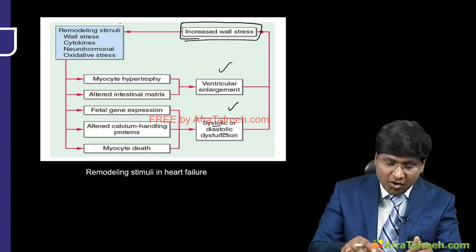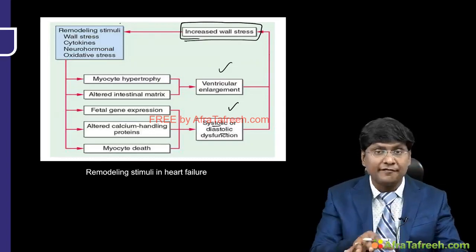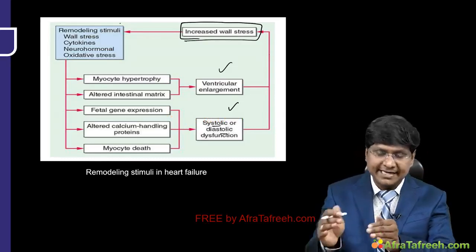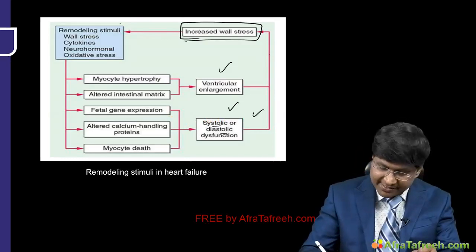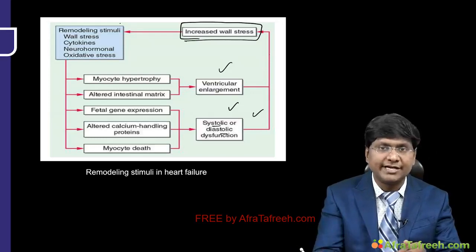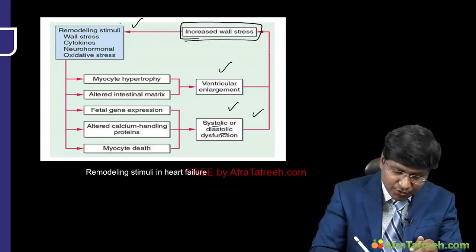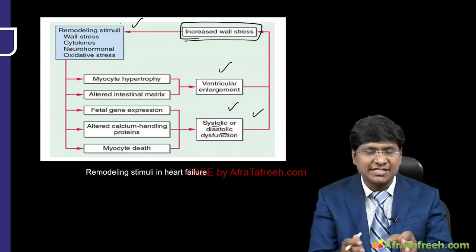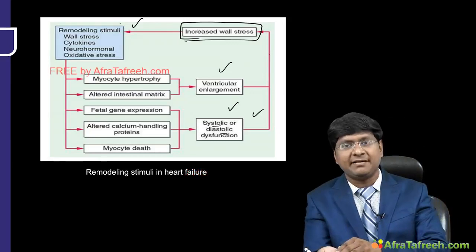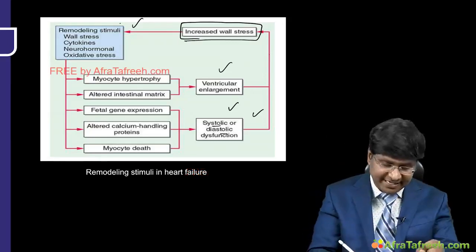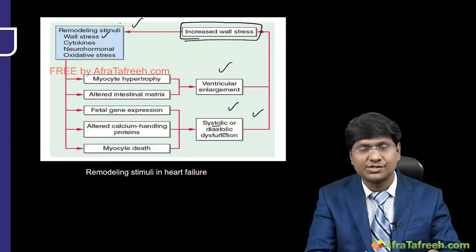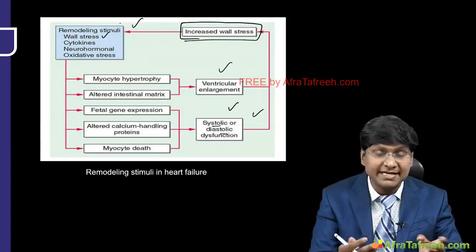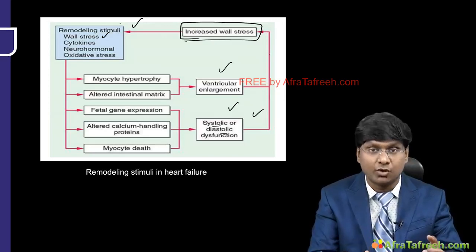Actually all these events are in the form of a vicious cycle. One event starts first, then consequently there will be systolic or diastolic dysfunction, and that will progress to remodeling stimuli. What did I tell you just now? There is activation of compensatory mechanisms, and these compensatory mechanisms increase the wall stress. Why? Because sympathetic and RAS activation will increase the afterload on the heart, increasing the wall stress.